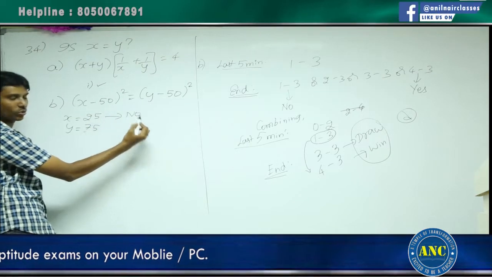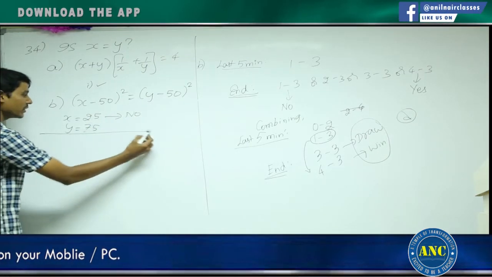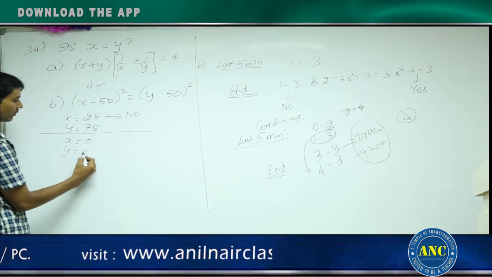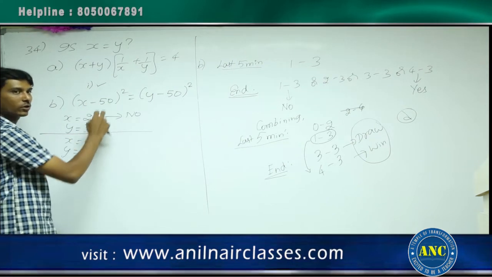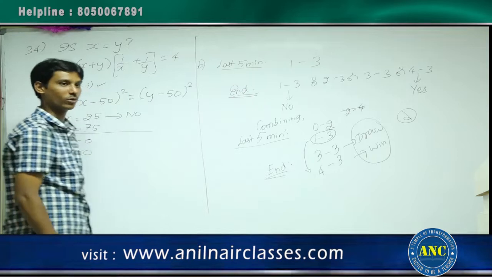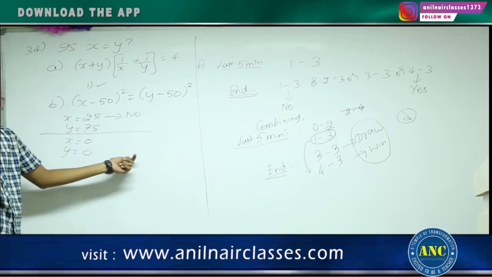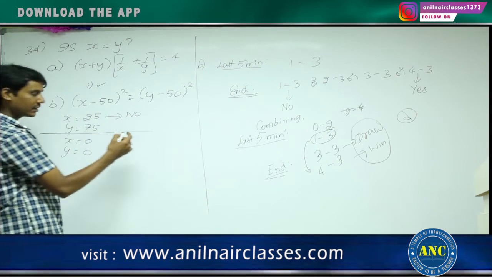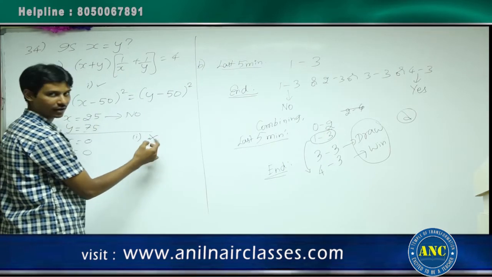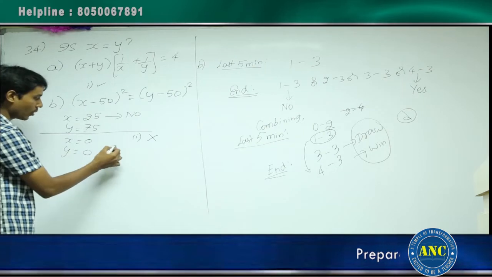You are telling the answer as no. If you take x is equal to 0 and y is equal to 0, 0 minus 50 is minus 50 whole square. Is x is equal to y? Yes. You are telling the answer as yes. No and yes, multiple answers. Second statement alone will not give you the answer. First statement alone will give you the answer.